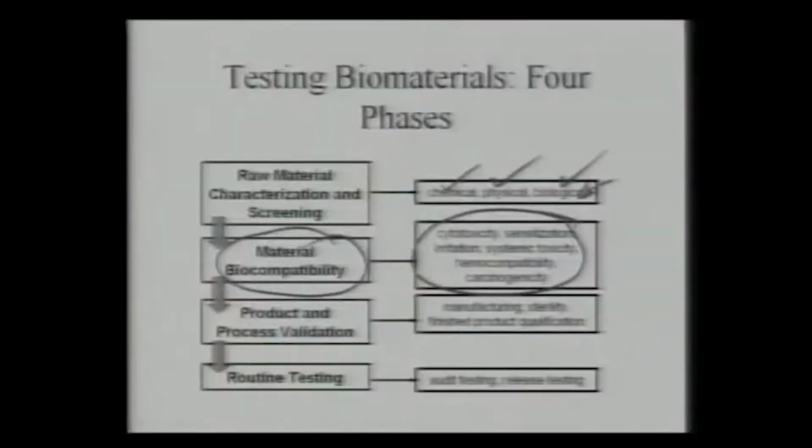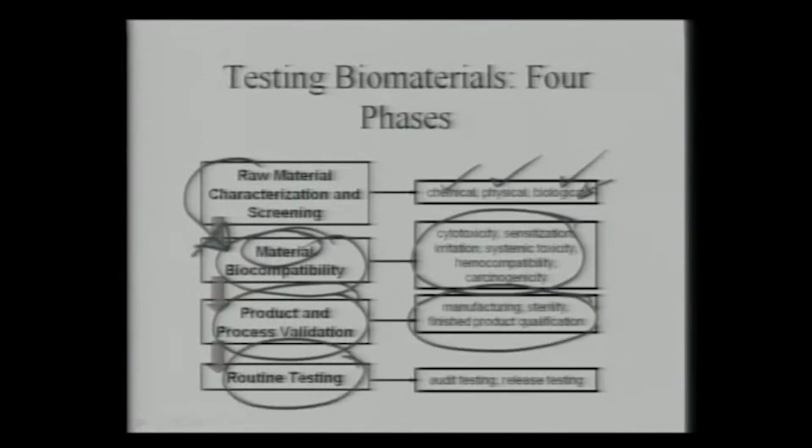Carcinogenicity means cancer-level toxicity, or whether it can potentially cause cancer. Now product and process validation means the way you prepare this biomaterial, right from your raw material, that is important, and that depends on the manufacturing or sterility, finished product, etc. And routine testing means all the ISO standard testings.